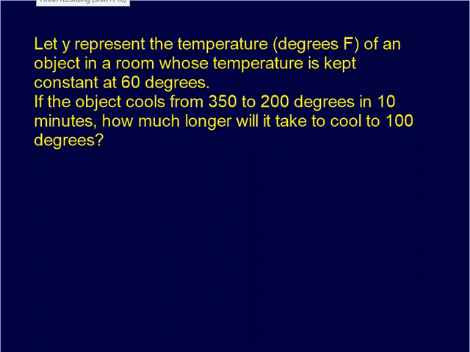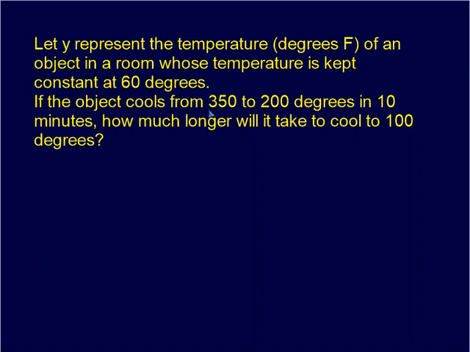Welcome back. Well, let's take a look at an actual situation involving Newton's law of cooling. So let's let Y represent the temperature in degrees Fahrenheit of an object in a room where the temperature is kept constant at 60 degrees. Now, that's a little bit cooler than normal room temperature. But now our hot object is going to cool from 350 degrees to 200 degrees in 10 minutes.